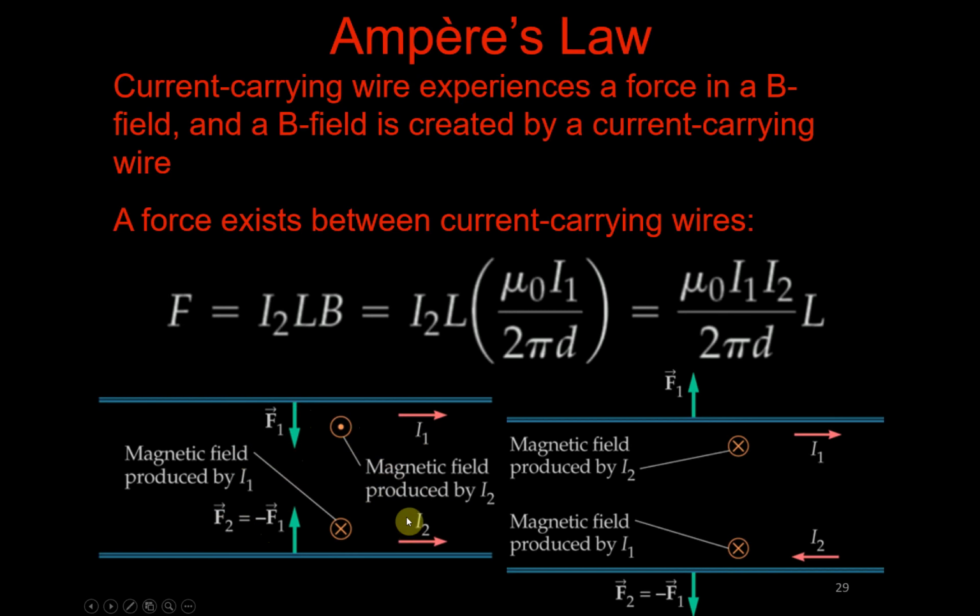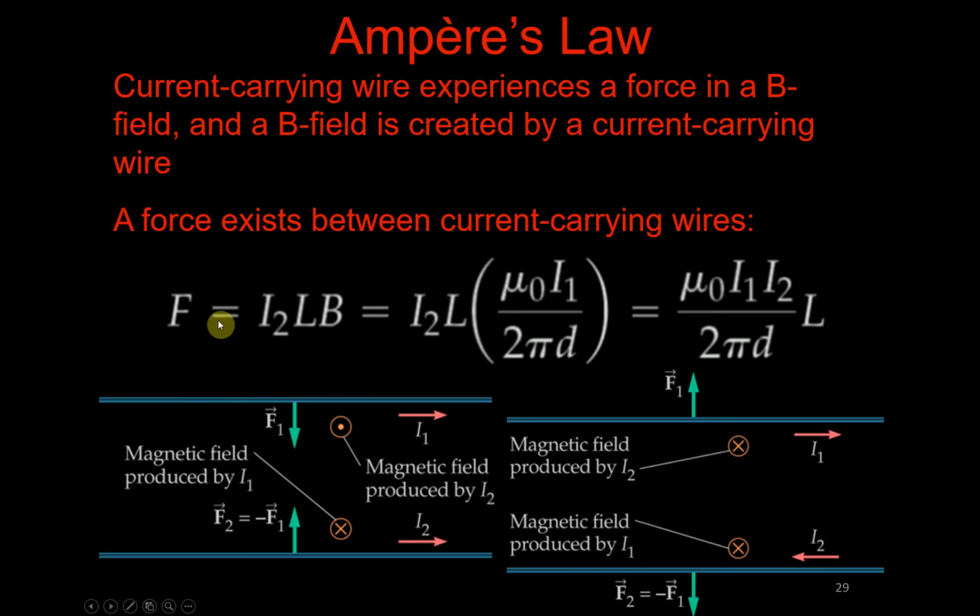Now, let's reverse the direction of I2. So now I2 is going this way. That means, doing your right-hand rule again, that the magnetic field from I1 is still going into the screen. The magnetic field of I2 over here by this wire with I1 in it is also now going into the screen. This means that both of the magnetic fields are in the same direction now, and they will result in a repulsive force.